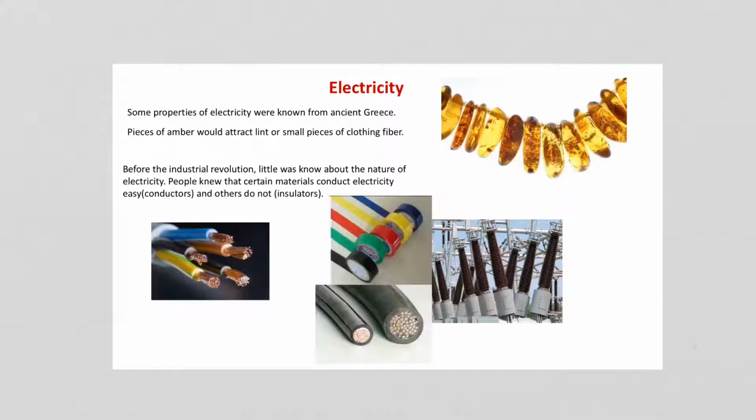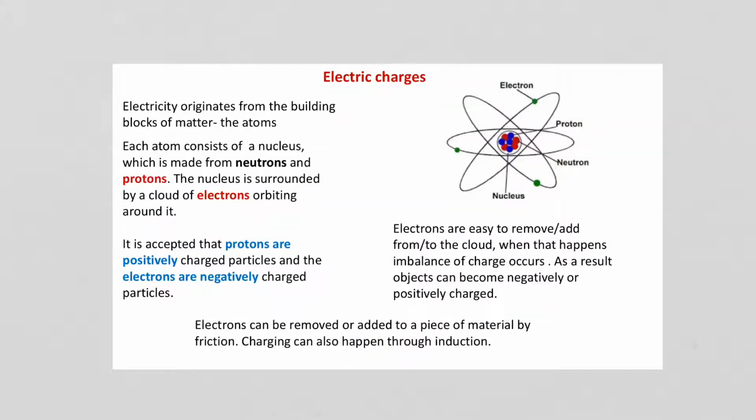Materials that do not conduct electricity are rubbers, plastics, glass, ceramics, and also wood. Electricity is carried by electric charges. To understand electric charges, let's look at the building blocks of matter, which are the atoms. Each atom consists of a nucleus, which has two types of particles in it, the protons and the neutrons, and then electrons, which orbit around the nucleus in a sort of a cloud of electrons.